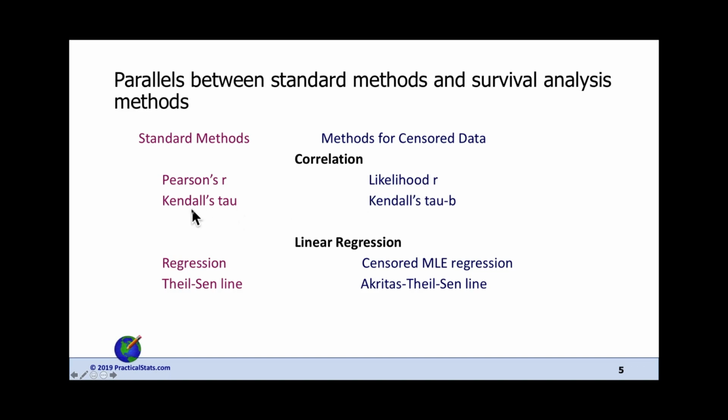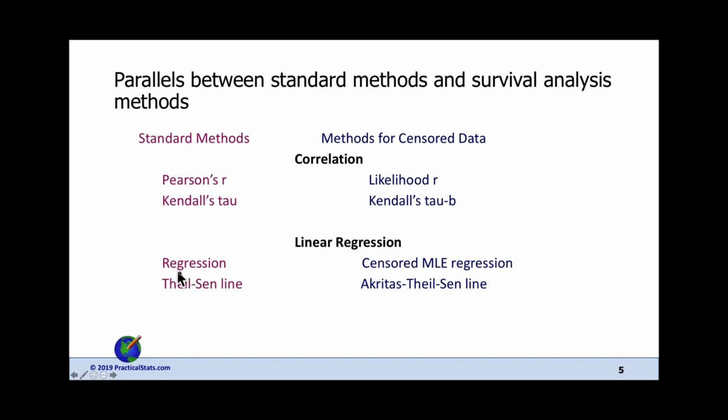Kendall's tau is a non-parametric correlation coefficient, if you're familiar with that, and the various trend analysis methods that are used for that. There's a censored version of it. There are a couple, but one is Kendall's tau B, which does compensate somewhat for data that are tied. And as we'll see in an example, when you have Nondetects, you're going to have a lot of ties.